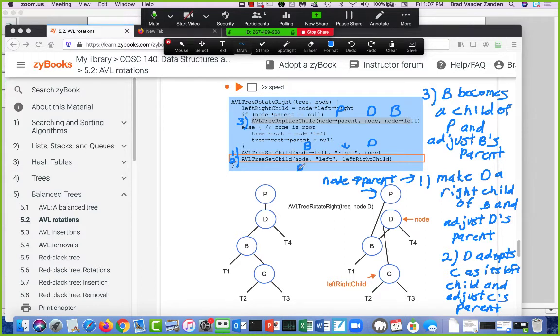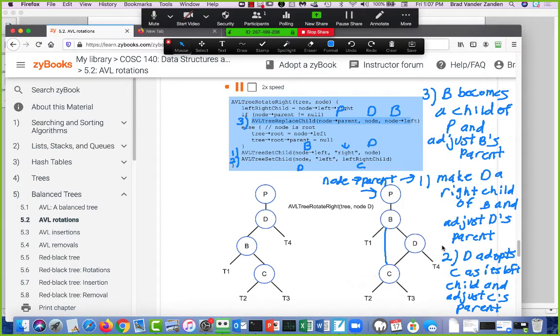So again, node is D. We're making a left child, and left-right child is C. So that's exactly what we're doing. We're making C be a left child of D right here. And finishing up this animation, everything is done. We're done, and you can see the rotation is complete.